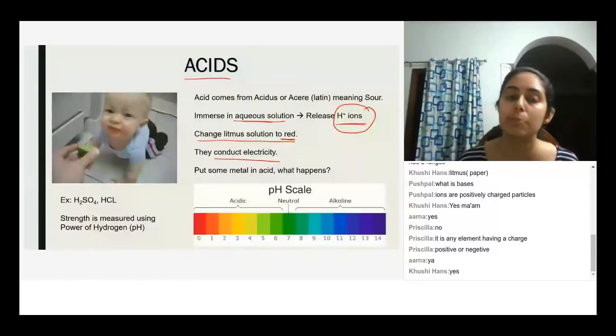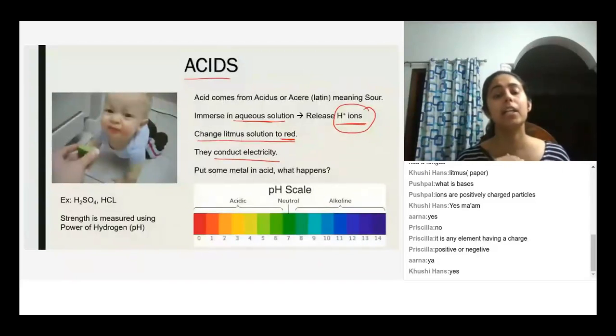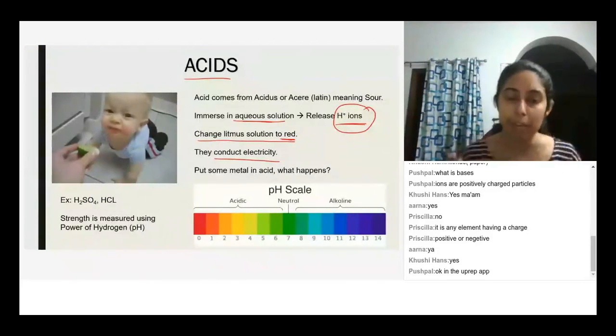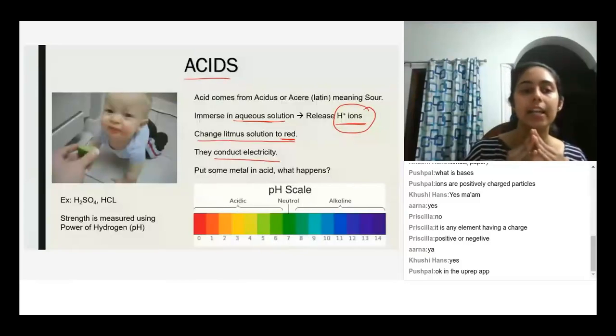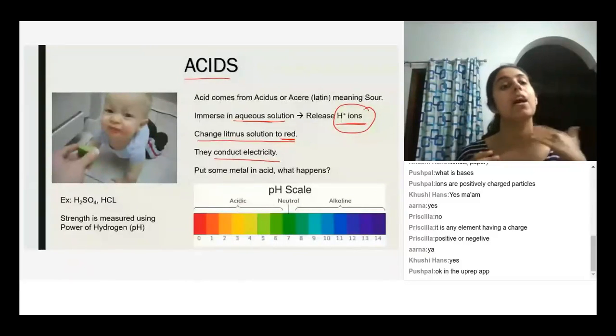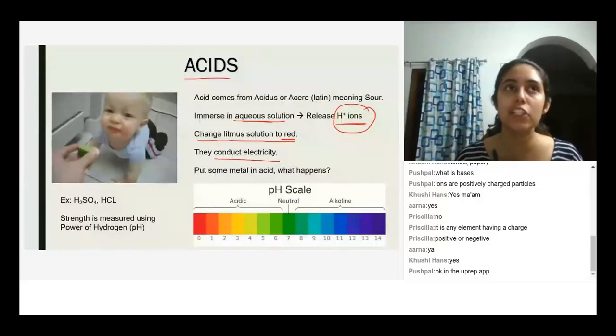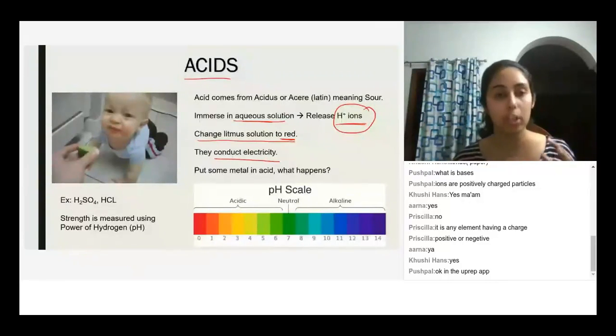Ions are positively charged particles. You are partially right, ions are positively charged, but I wouldn't call them positively charged particles. I would say ions are positively charged atoms or molecules. Okay.